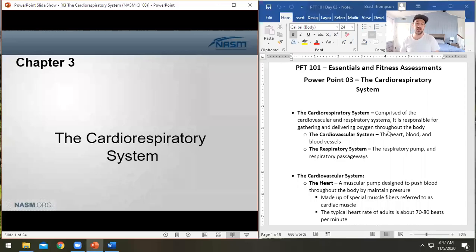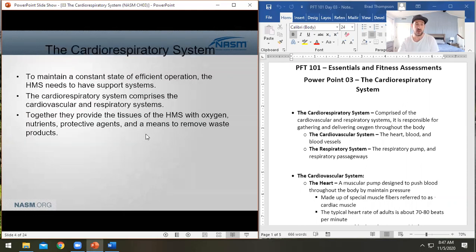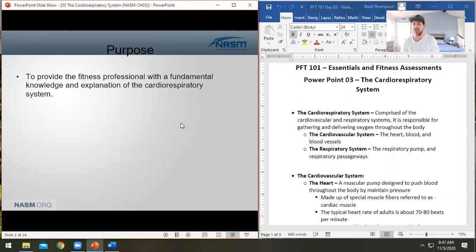All right, so we're looking at chapter 3 here in your regular NASM textbook. This is going to be our third PowerPoint as well. And so we are looking at the cardiorespiratory system today, right? So that is going to be where we talk about someone's cardiovascular and respiratory capabilities, how good are you at endurance? How well does your heart rate recover? Things like that.